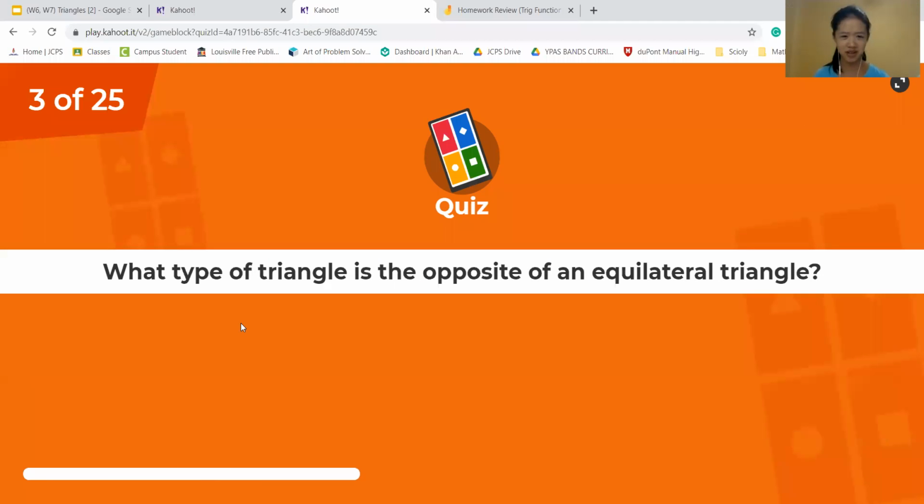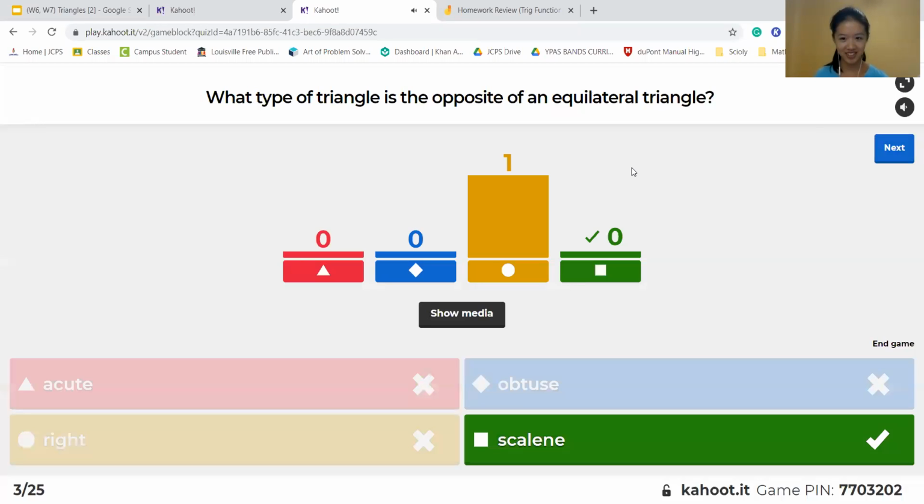Opposite of an equilateral triangle? I can't see the answers either. Okay, I just skipped it because I knew what it was trying to say, but it's not really the opposite. You could have different interpretations of that.